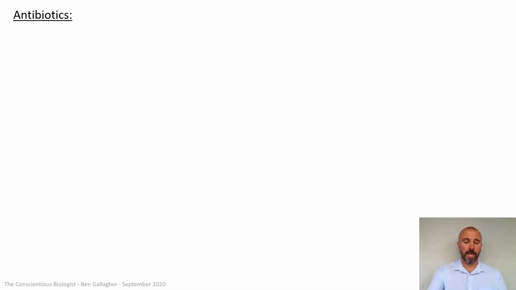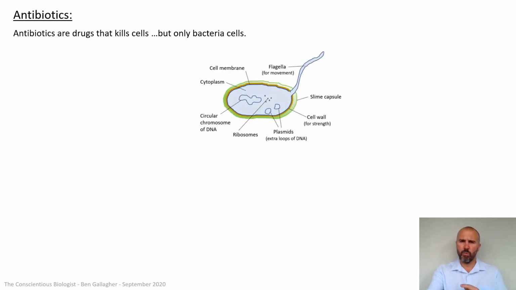So let's talk about what antibiotics are to start with. So they're drugs that kill cells. Now that could be quite bad news because we're made of cells. So if we're taking something into our body that kills cells, we could be at massive risk. But the good thing about antibiotics is that they only kill bacterial cells. So let's take a bit of time to work out why that is, why they can only target bacterial cells.